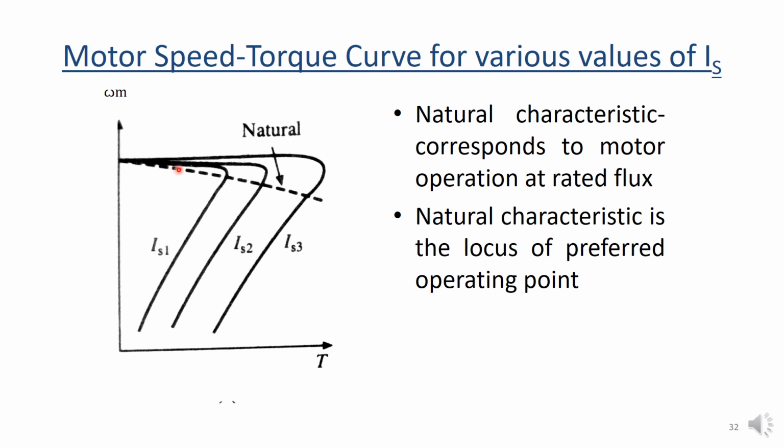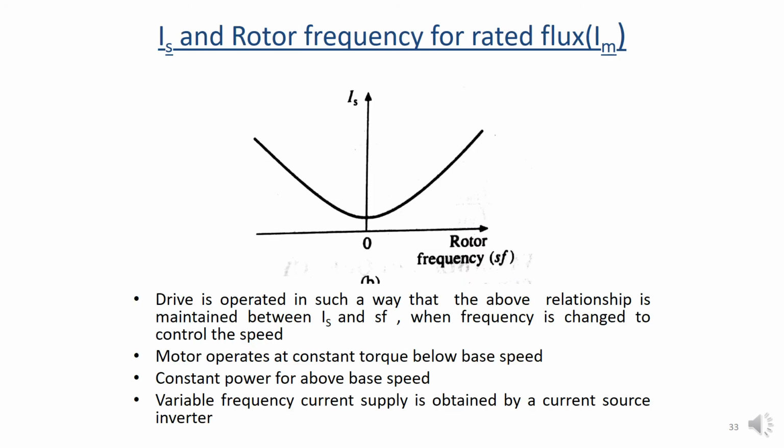You see the magnetizing current IM is producing the rated flux. To maintain that IM, we need closed loop operation here. This shows the stator current and rotor frequency for rated flux. So the drive is operated in such a way that the above relationship is maintained between stator current IS and rotor frequency SF when the frequency is changed to control the speed. So the motor operates at constant torque below the base speed and constant power above the base speed.